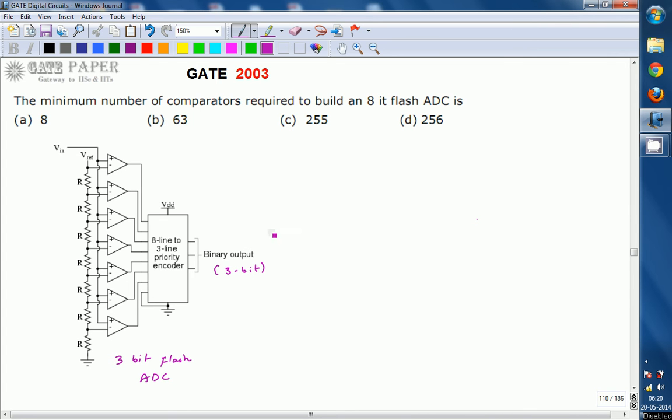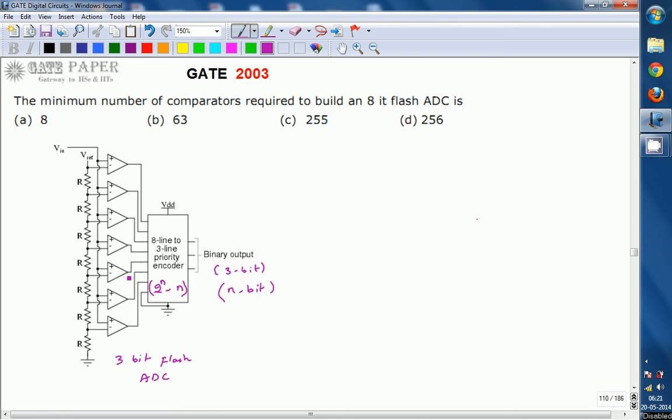The 3-bit flash ADC includes an 8 to 3 line priority encoder. That implies if it is n bits, the encoder you use is a 2 power n to n priority encoder. The function of a priority encoder is to encode the specific input line with the highest priority and represent it in binary equivalent at the output side.